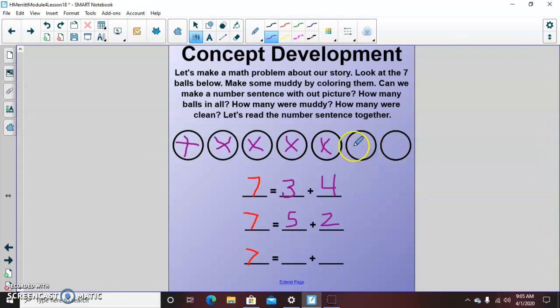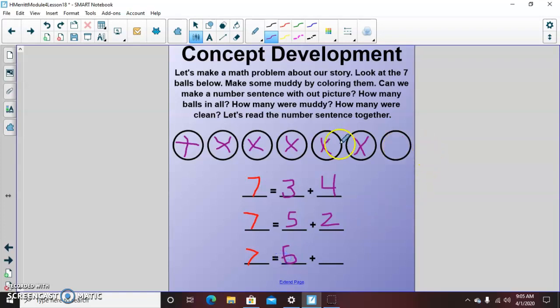I'm going to kick another one into a muddy puddle. So how many do we have kicked into the muddy puddle? 1, 2, 3, 4, 5, 6. So 7 equals how many were muddy?